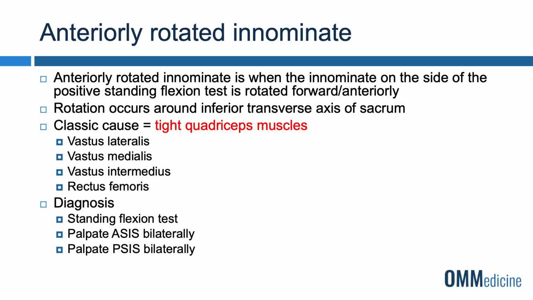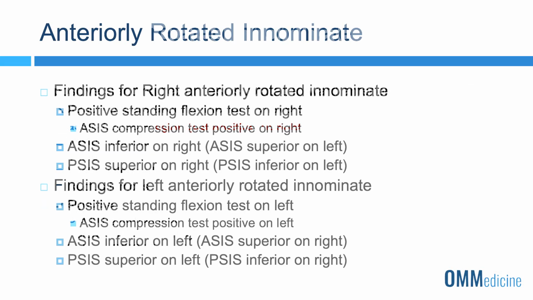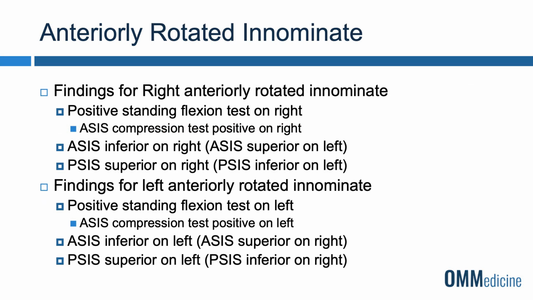As you will see for most of the pelvic dysfunctions, the way that we diagnose it will be similar. You'll start with the standing flexion test, palpate the ASIS, and also palpate the PSIS. You can also do the in-flare, out-flare palpation to see if the patient has that, but that is not necessarily required to diagnose an anteriorly rotated innominate alone. Now let's look at what an anteriorly rotated innominate would look like for both the right and left sides.